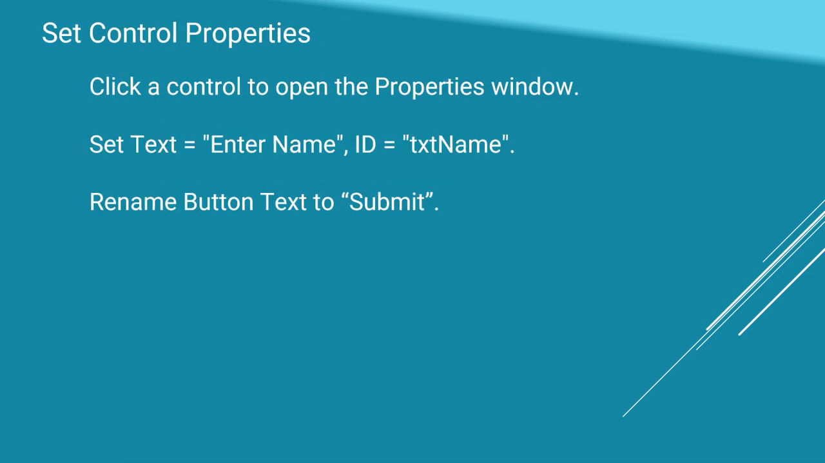With your controls in place, let us configure them. Click on a control and in the properties window, usually on the bottom right, you can change its attributes. For example, set the text box ID to txtName, change the button's text to Submit and ID to btnSubmit. This makes your code easier to understand and maintain.